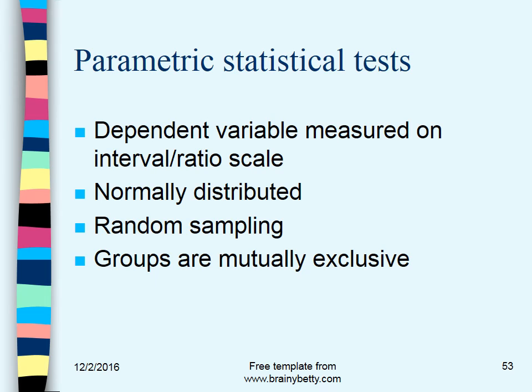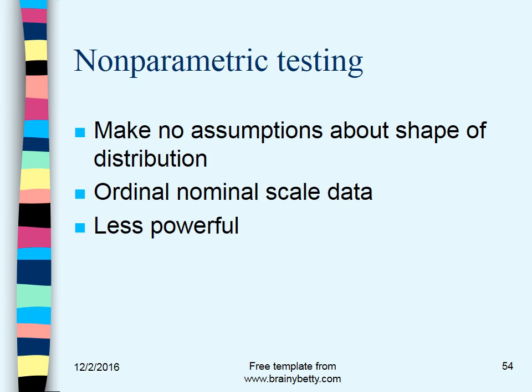Parametric statistical tests have a dependent variable that's measured on the interval ratio scale, as we discussed earlier. You need to have your data normally distributed. There needs to be random sampling in place because of all of these statistical rules, and your groups need to be mutually exclusive. If you couldn't follow all the rules because of how your test is set up and how your research had to be done based on your sample, that's okay.